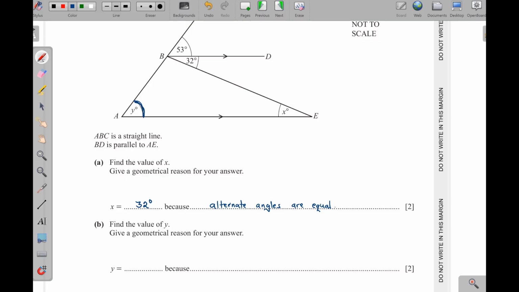If this one here is parallel to which one? Look at this line here, it is parallel to this one here. So this y has to be equal to this one here on parallel lines. So those are what we call corresponding angles. So y will be equal to 53 degrees because corresponding angles are equal.